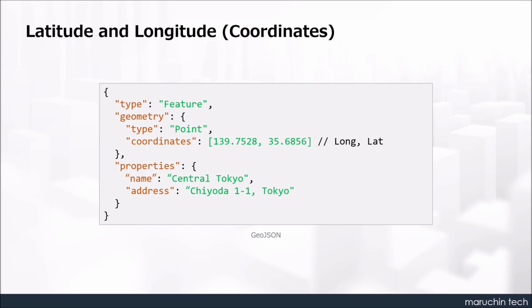There is one critical point you must remember. In services like Google Maps, coordinates are often written as latitude, then longitude. However, in GeoJSON and many computer systems, the order is longitude, then latitude, essentially x, then y. If you reverse this order in your code, your location will appear in a completely different part of the world, so please be careful.